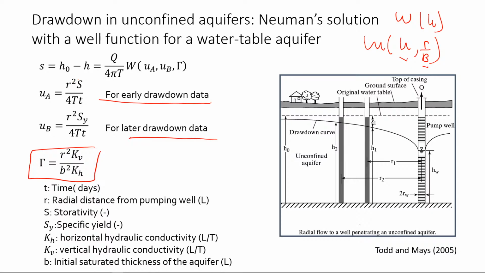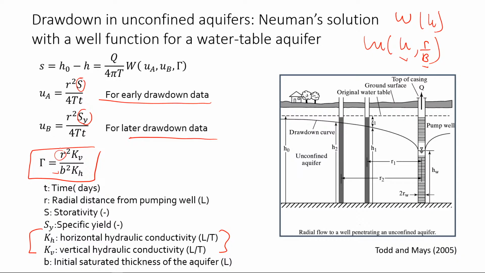So that's early drawdown. Remember early drawdown is when you take water, compressed water, and you have this storage coefficient. For later drawdown, now you have a specific yield term here. So this storage coefficient is the specific yield here. And this gamma function has to do with horizontal hydraulic conductivity versus vertical hydraulic conductivity. So if they are different, to account for this anisotropy, if it is anisotropic, you also account for it here, and this is your initial saturated thickness, and r is the same.